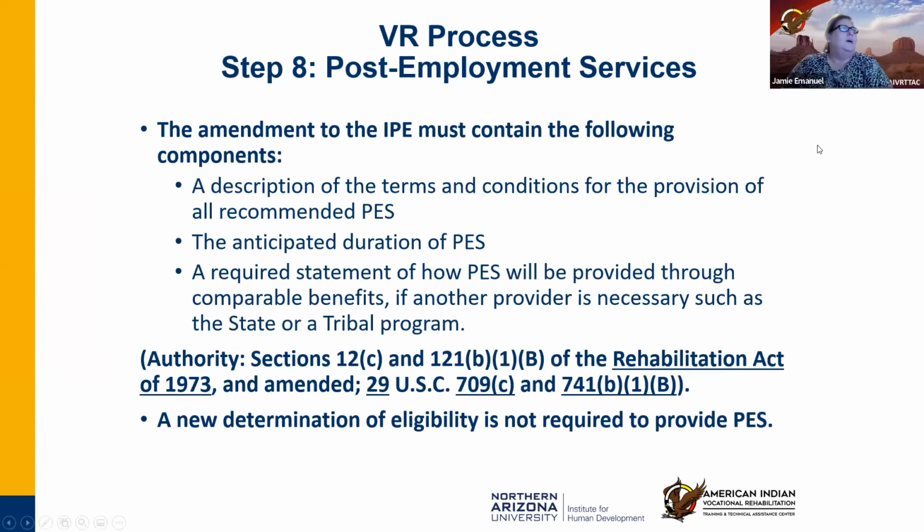And then in the amendment to the IPE, when you're providing post-employment services, you need the following components: a description of the terms and conditions for the provision of all the recommended post-employment services, the anticipated duration of the new post-employment services, and a required statement of how the post-employment services will be provided through comparable benefits if another provider is necessary, such as a state or a tribal program. So these are things we must keep in mind when writing that amendment to the IPE.